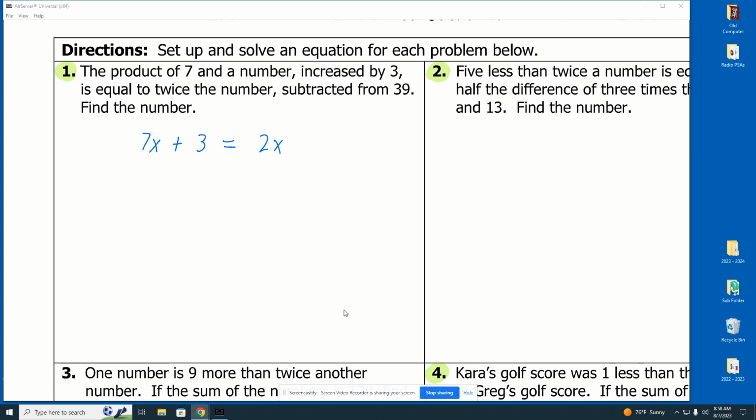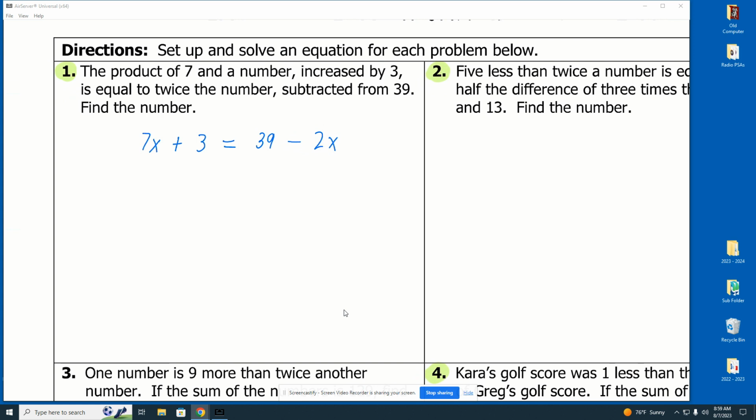Subtracted from means, where does 2x go? It goes after the 39. Because it's being subtracted from it. So again, with subtraction, remember, order is important. If that said subtracted by, it would have been the exact opposite, wouldn't it? It would have been 2x minus 39. But it didn't say subtracted by, it said subtracted from. So please be real cautious when it comes to subtracting or dividing. Your order is extremely important, okay?